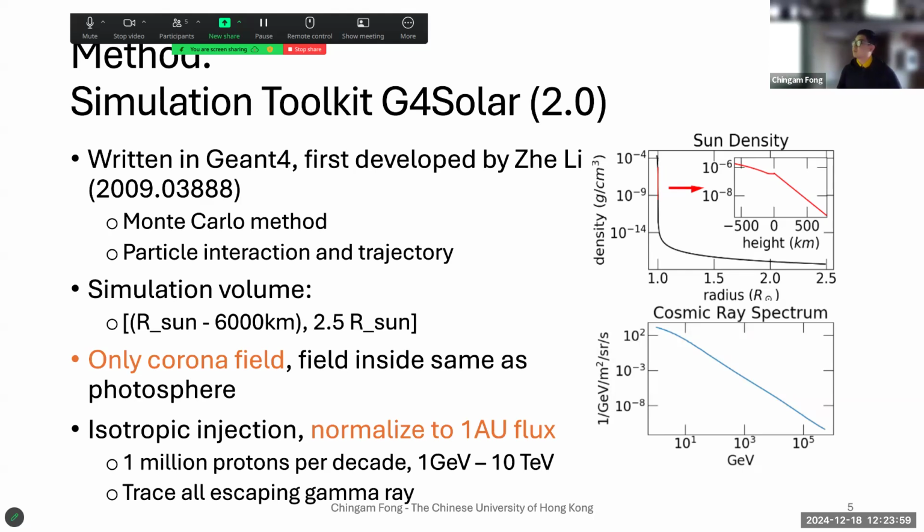The simulation volume is from 6,000 kilometers below the solar radius, which is the top of the photosphere, to 2.5 solar radii. And we put in a realistic sun density profile in between. Most of the interaction happens over here, which I highlighted. And we only put in the corona field. We do have field inside the sun, but we assume those fields inside are exactly the same as the photosphere, which is an unrealistic assumption, but I will discuss the implication a little bit. And we have cosmic ray particles only in protons between 1 GeV and 10 TeV, with 1 million particles per decade.